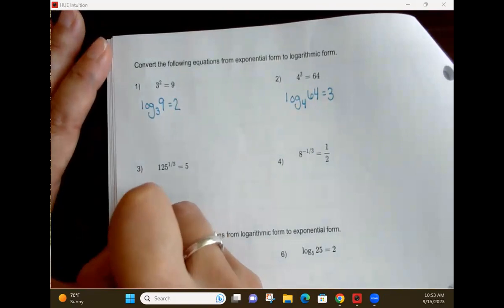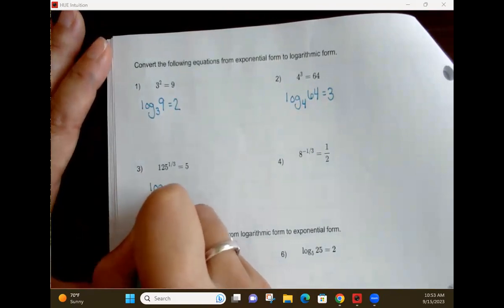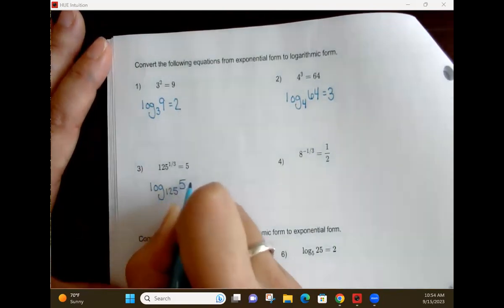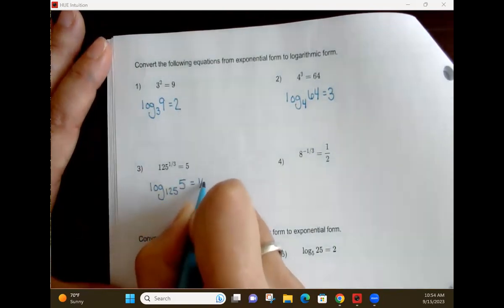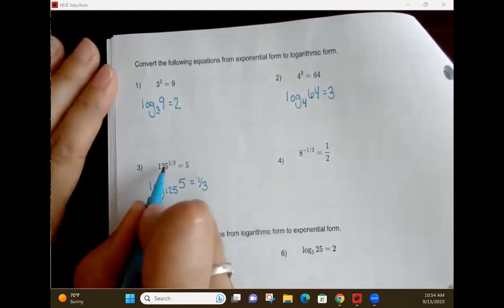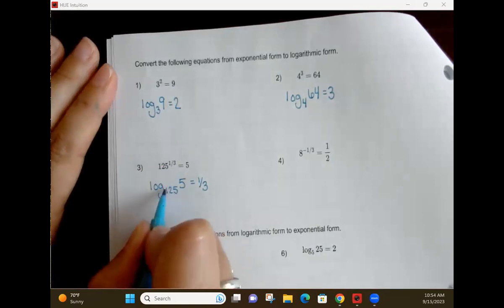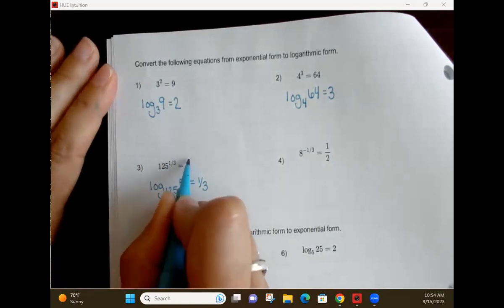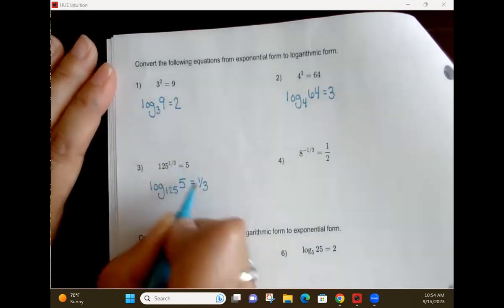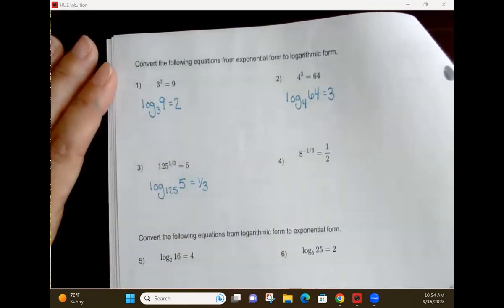Number 3, log base 125 of 5 equals 1/3. I want you to notice I am just following that pattern for each of these. So the base for my exponent is the base for my log. Whatever the exponential is equal to becomes my argument, and the exponent is what my log is equal to.